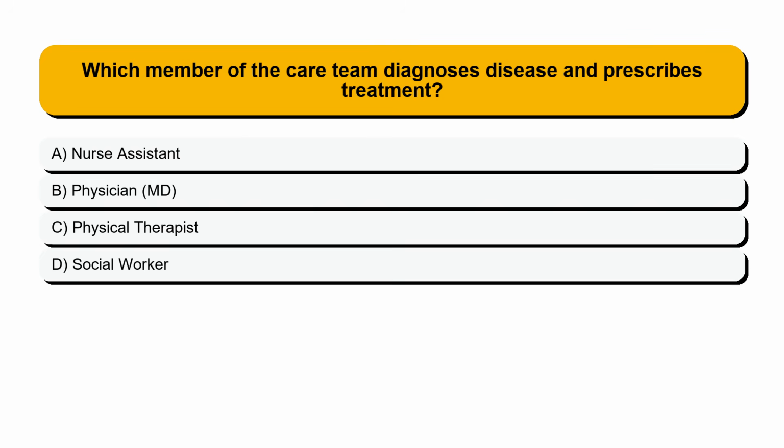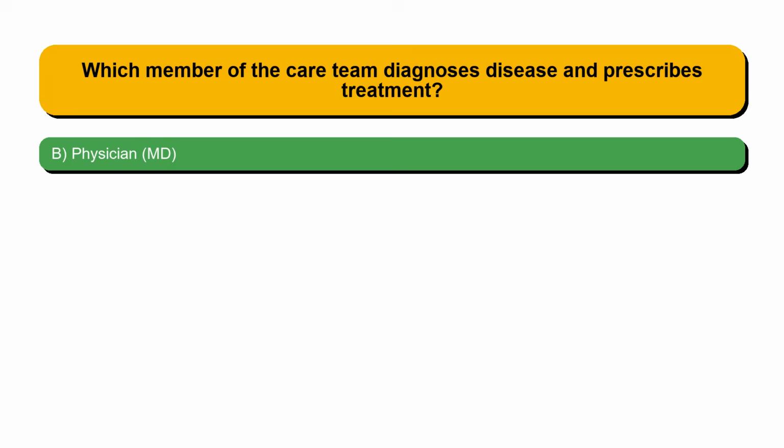Question 6. Which member of the care team diagnoses disease and prescribes treatment? Option A a nurse assistant. Option B physician, MD. Option C a physical therapist. Option D social worker. The correct answer is option B, physician, MD.